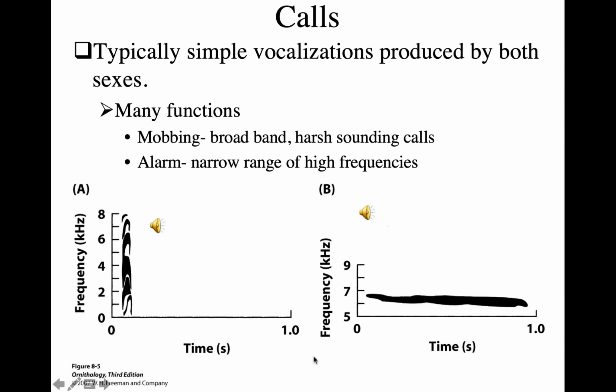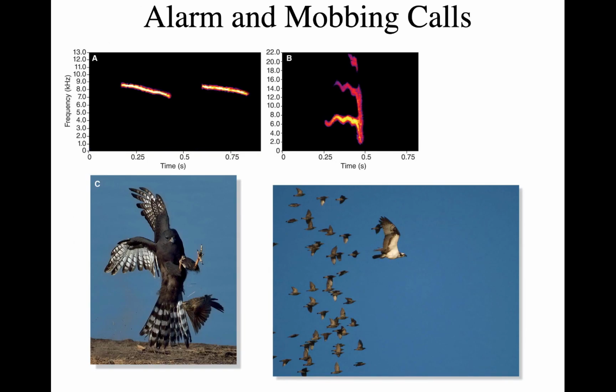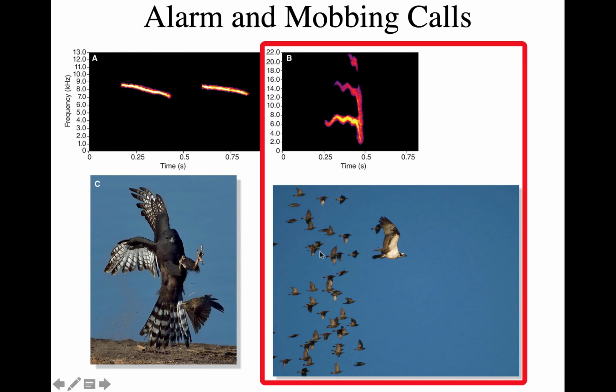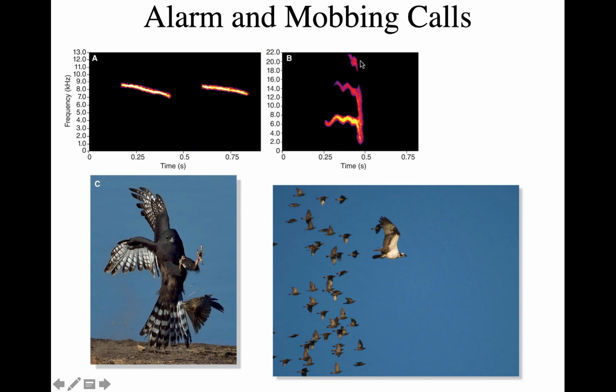So you can see there's a big difference between mobbing calls and alarm calls. And here's a colored spectrogram showing the difference. So this is clearly a situation of an alarm call here on the left, and that's what might happen if a bird is attacked. It emits an alarm call. However, here we have a flock of birds mobbing this osprey, and in that situation you would more likely get this broadband mobbing call produced.